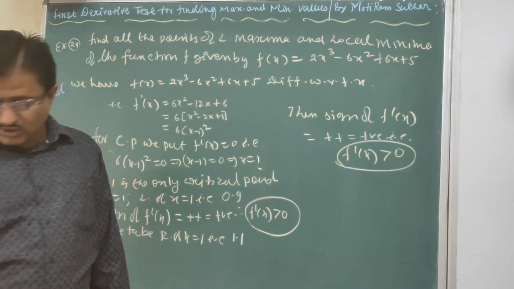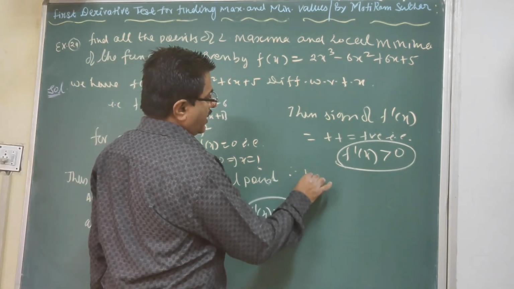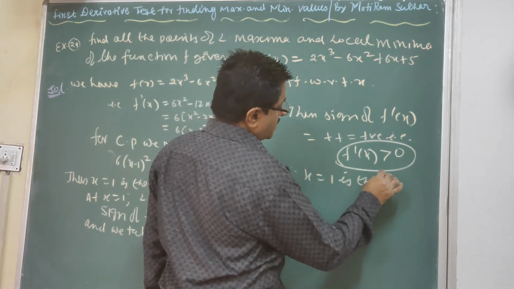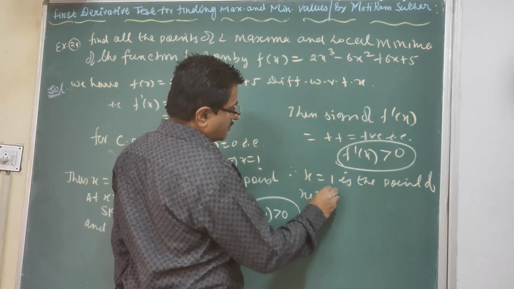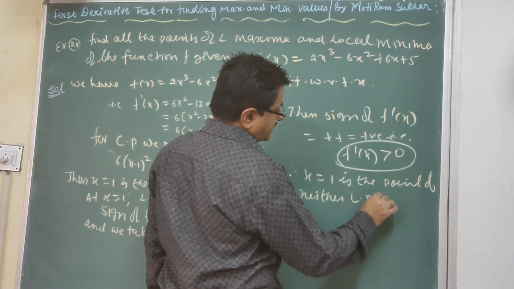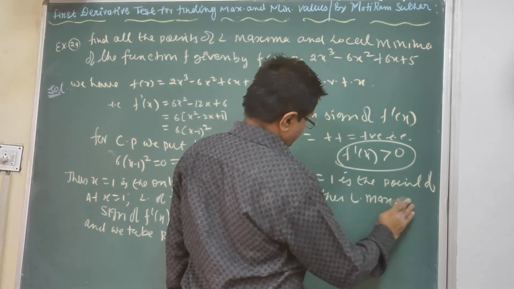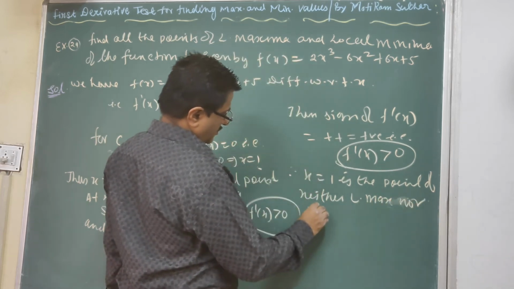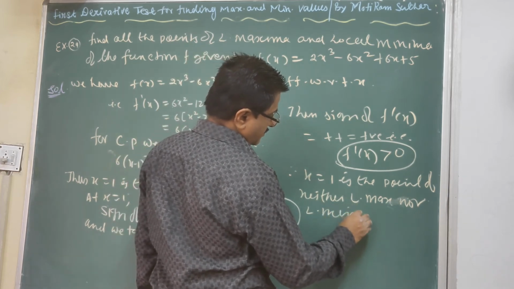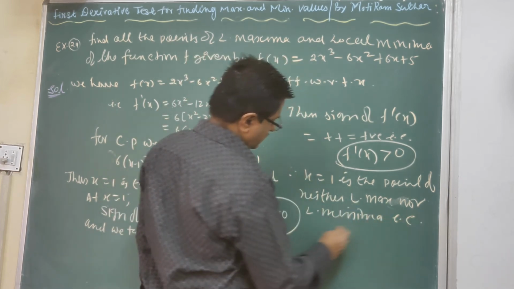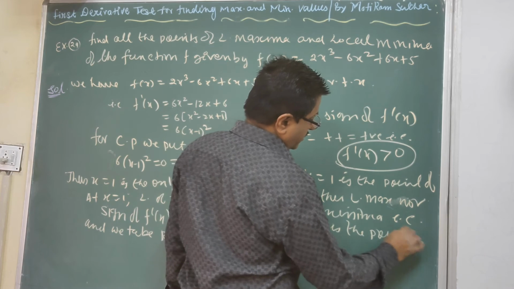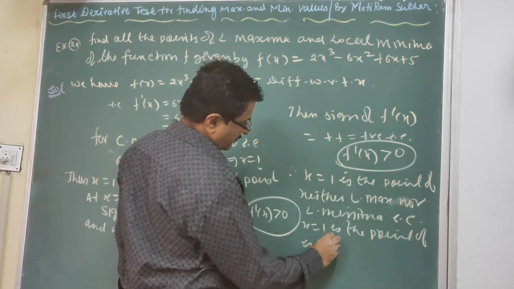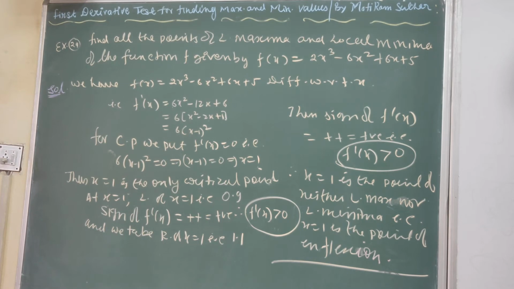inflection. So you can say therefore x equal to 1 is the point of neither local maxima nor local minima. That is, x equal to 1 is the point of inflection. This helps to solve different types of problems.